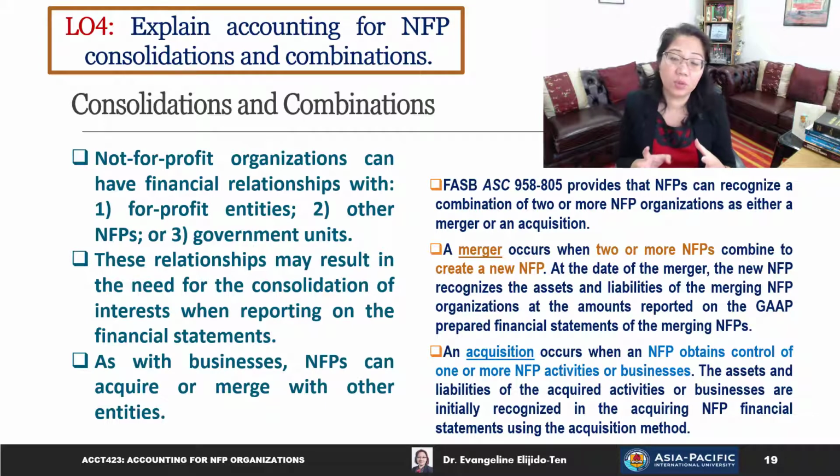Now, in terms of acquisition, an acquisition occurs when one NFP obtains the control of one or more NFP activities or businesses. What happens in an acquisition is that the assets and the liabilities of the acquired NFP will initially be recognized in the acquiring NFP's financial statements using the acquisition method. We won't go into so much detail with this, but basically whatever value of the assets and liabilities will be transferred to the acquiring NFP.